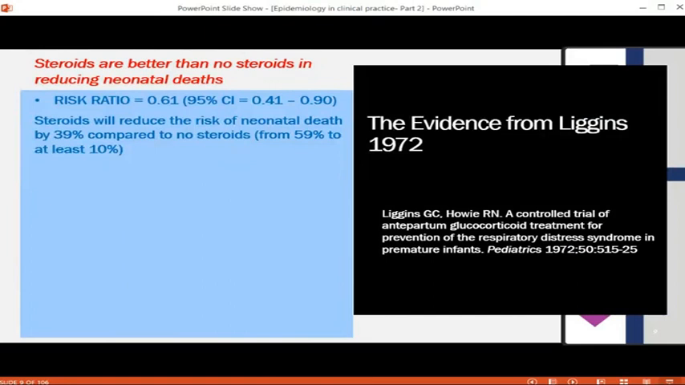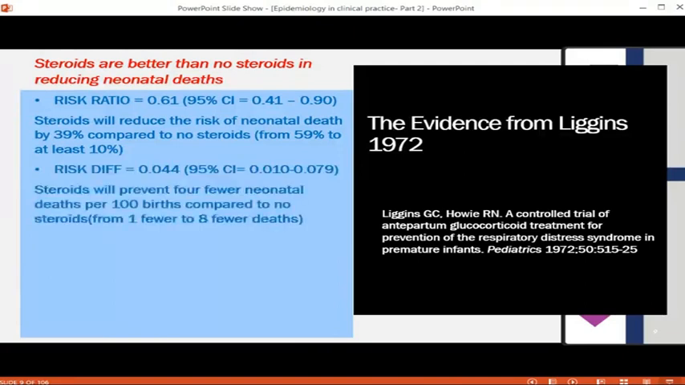So it can be expressed as a percentage, or you can even say 100 minus 61. 39% reduced risk of dying for the neonate if steroids are taken by the mother compared to not taking steroids. And the confidence interval is from 59% reduction to at least a 10% reduction in the risk of dying.